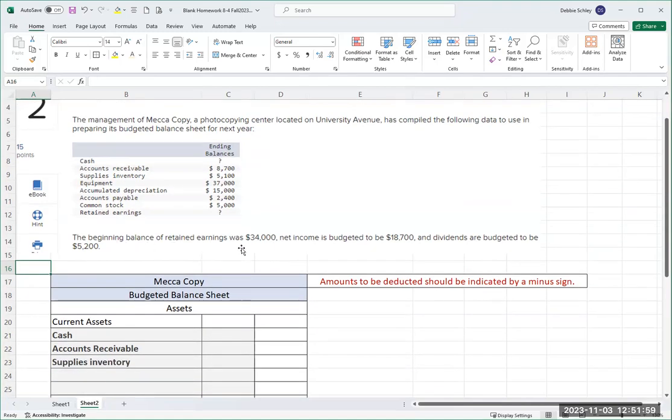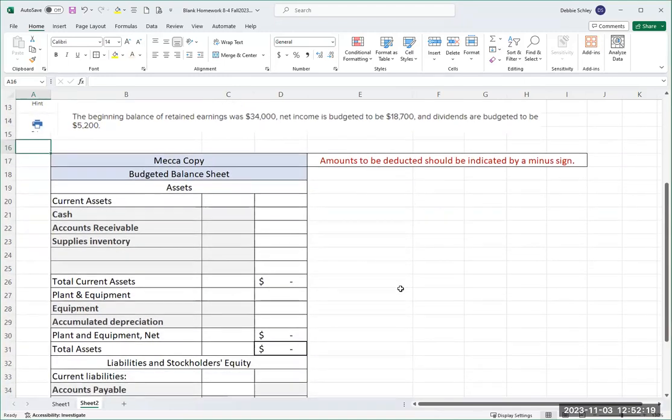The beginning balance of retained earnings was 34,000. Net income is budgeted to be 18,700 and dividends are budgeted to be 5,200. So those three numbers are going to be important to help me figure out ending retained earnings.